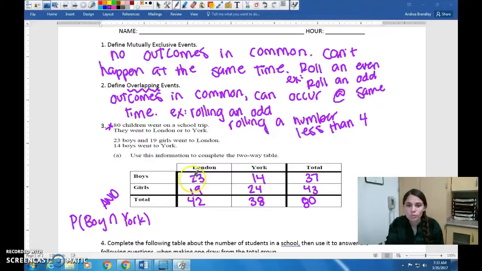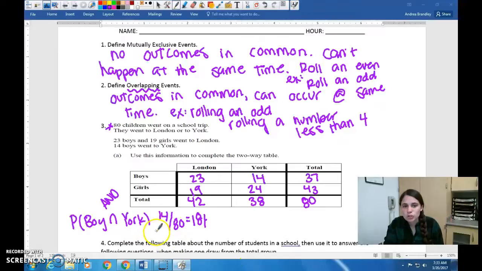We come here and we go to boy and York, and we have 14 total out of 80 possible students. So that's 14 out of 80. And if I do that dividing, 14 divided by 80 is 0.175, which is 18%.